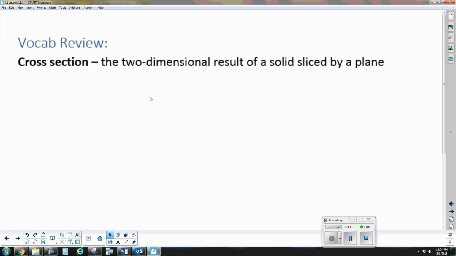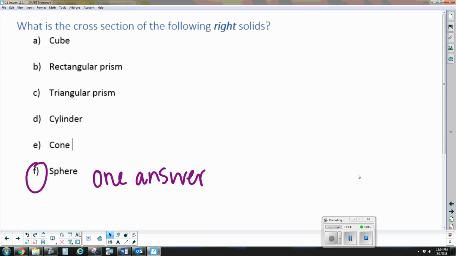So in this lesson, we're looking at cross sections. So the cross section, and we looked at this in the first semester, is the two-dimensional result of slicing a solid. So the plane that results from slicing a solid, you can take a cross section straight up and down, you can take it straight horizontally, or you can take it at some kind of angle. But it's a two-dimensional figure that you get from slicing a solid by a plane. So let's look at these cross sections.